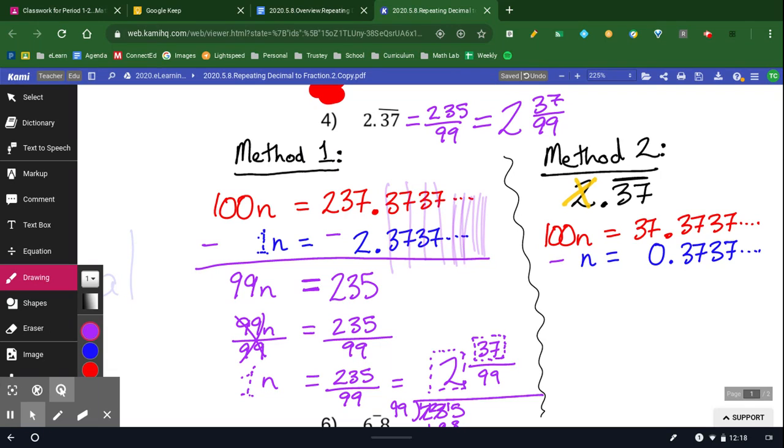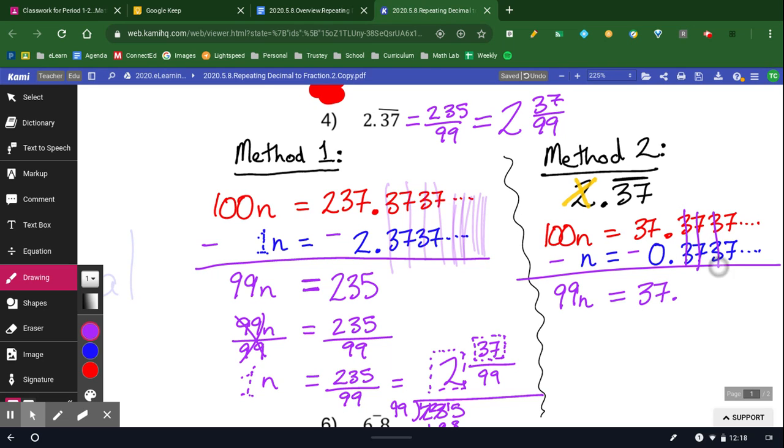So let's go ahead and be fair and subtract everything from both sides to keep a fair, balanced equation. 100 n's minus a single n, 99 n's. 37.37 repeated minus 0.37 repeated. Well, look at that. Once again, all those 3's and 7's to infinity are gone. Now let's go ahead and solve by taking 99 n's and 37 and splitting both up into 99 parts. Naturally, that'll leave us with 37 99ths.